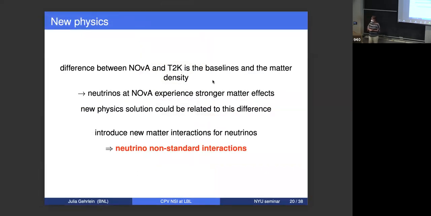The difference between NOvA and T2K is the baselines and the matter densities that the neutrinos encounter. At NOvA, the baseline is longer, the energies are higher, and the neutrinos have a stronger matter effect. So any new physics solution could be related to this difference. This means we could try to introduce new matter interactions for neutrinos, and this is done in the framework of neutrino non-standard interactions.